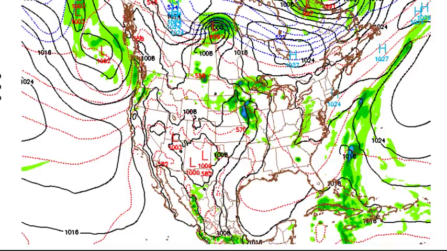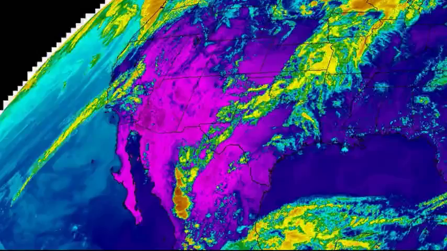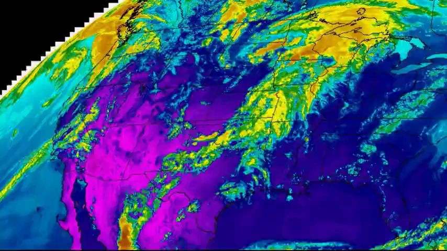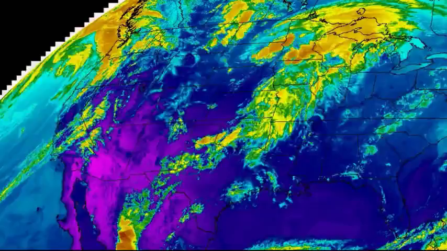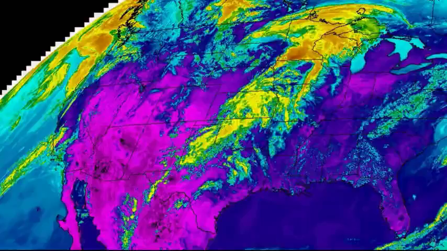All right, this is probably a good time to take a look at chat and bring up the satellite. We'll give you the infrared imagery. All right, let's see here.